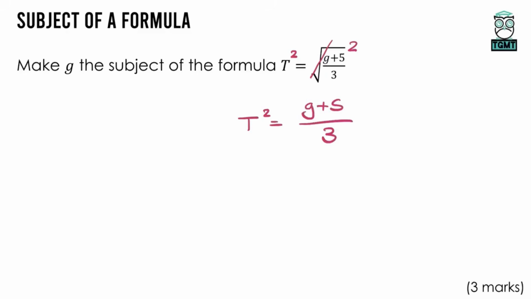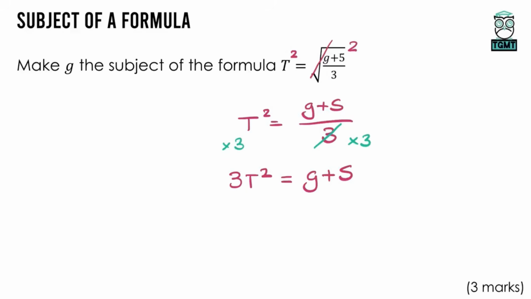Now the next thing, locking that g in place, is this divide line. We have this 3 underneath, which means to divide by 3. So to remove this divide by 3 process, we would need to do the inverse, which is timesing by 3. So when we times both sides by 3, we end up with 3 lots of t squared on the left. We don't need to put the times sign, we can just write 3t squared. That's now going to equal g plus 5, as that whole multiplication by 3 just removed this divide by 3.